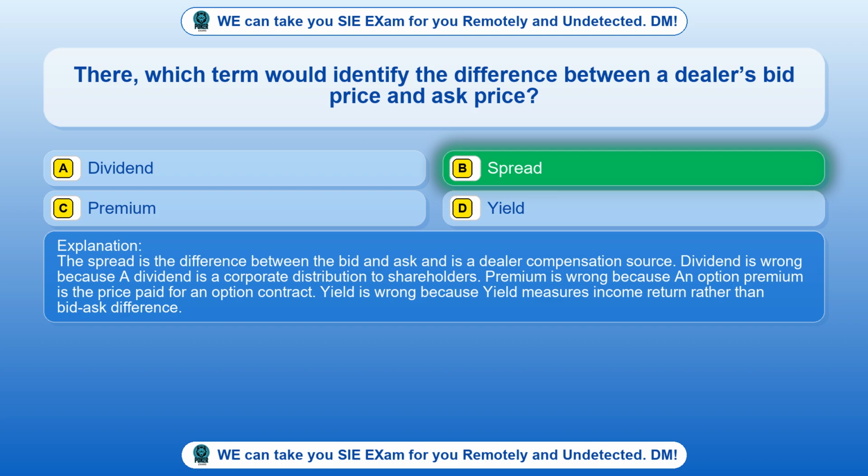Dividend is wrong because a dividend is a corporate distribution to shareholders. Premium is wrong because an option premium is the price paid for an option contract. Yield is wrong because yield measures income return rather than bid-ask difference.